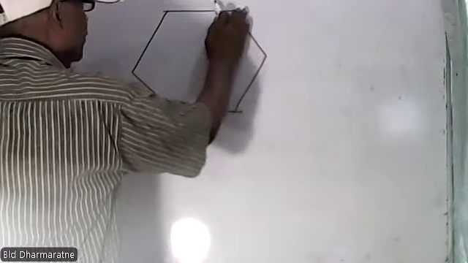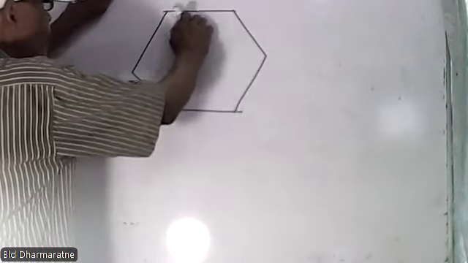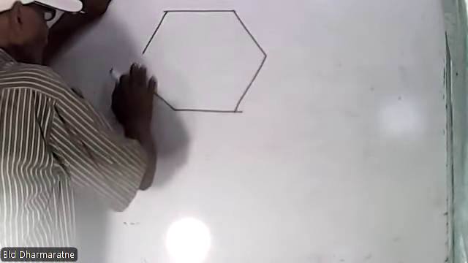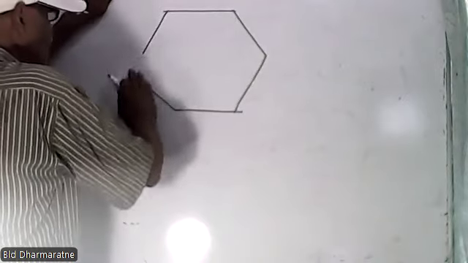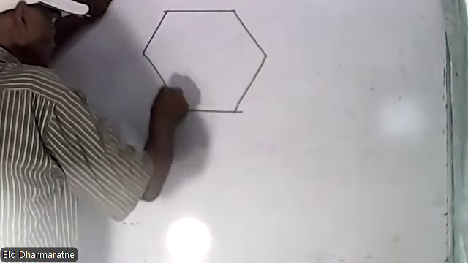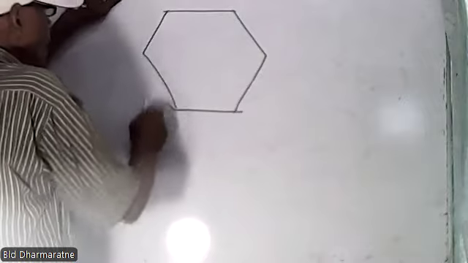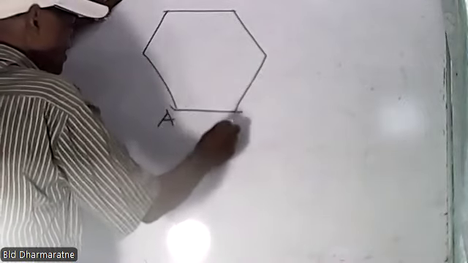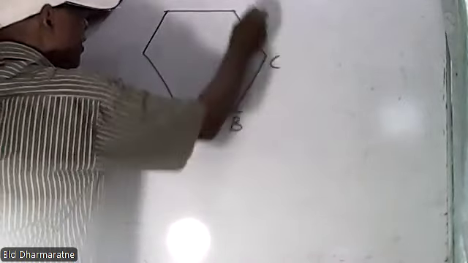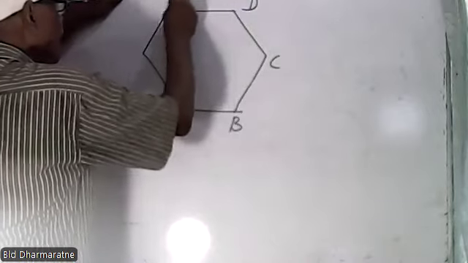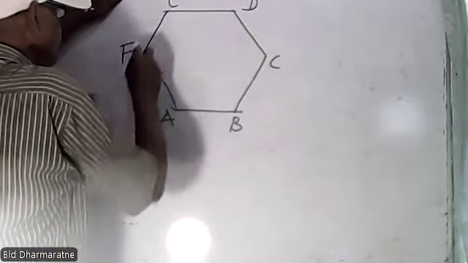This is a regular hexagon. Each side is equal, right? Each side is equal. A, B, C, D, E, F, regular hexagon.